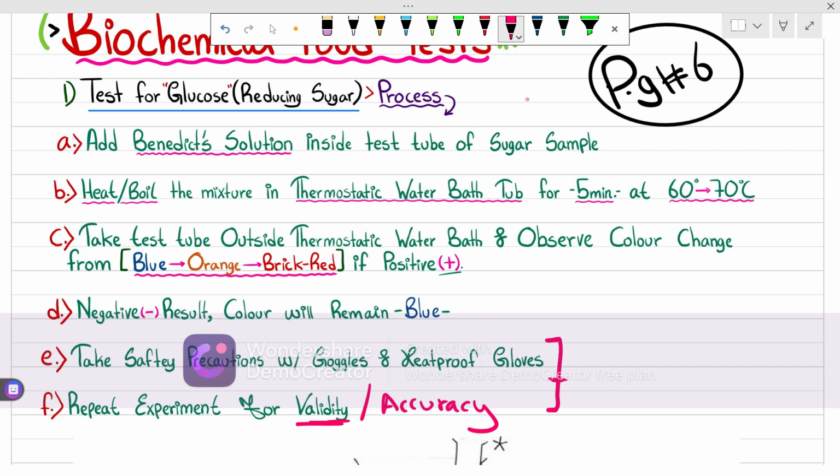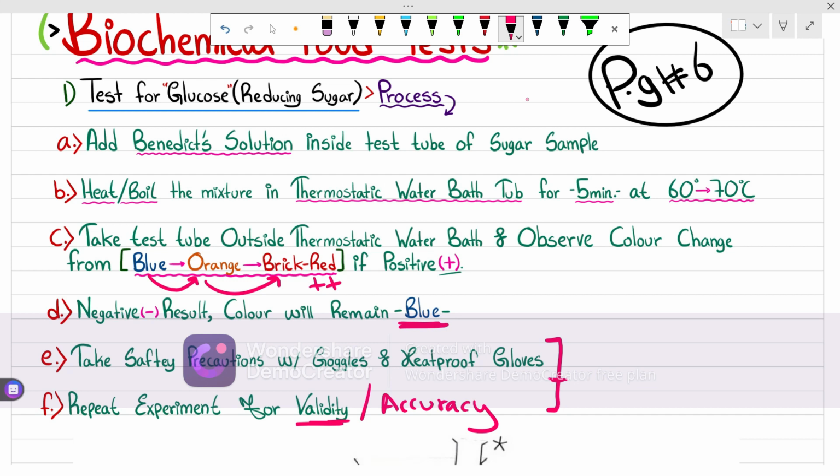Alright, so let's begin. Test for glucose reducing sugar. Step 1. Add Benedict's solution inside the test tube for the sugar sample. Step 2. Heat or boil the mixture in a thermostatic water bath for 5 minutes at 60 to 70 degrees Celsius. Step 3. After you have finished boiling, take the test tube outside of the thermostatic water bath and observe the color change. If it's positive, it's going to change from blue to orange to brick red. This is a positive result. If it's negative, the color will remain as it is. It is going to remain blue.